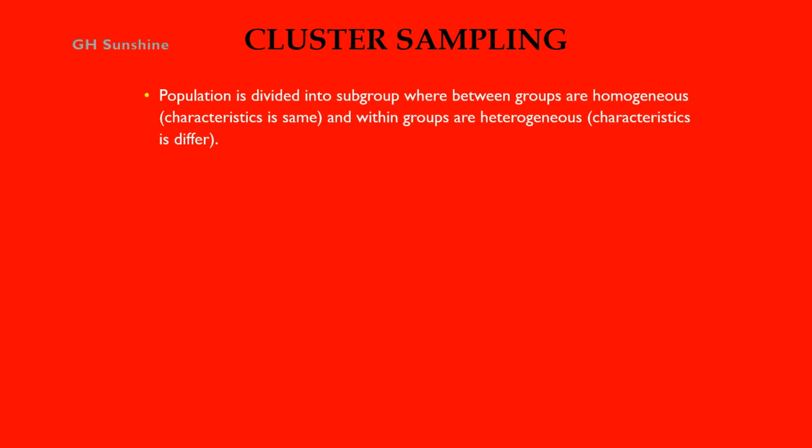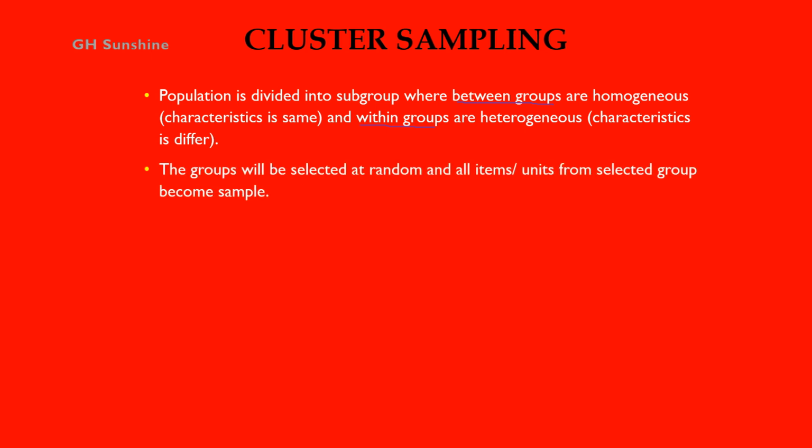So this one, cluster sampling technique. The population is divided into subgroups where between groups are homogeneous and within groups are heterogeneous. So this one is the main difference between the stratified sampling technique and the cluster sampling technique. Okay, next step, how does the researcher select the sample using the cluster sampling technique? The researcher just selects the group at random, and then all items from the selected group become the sample.